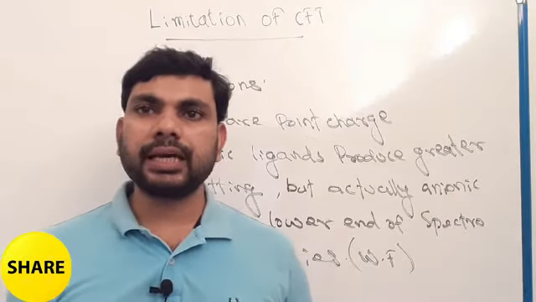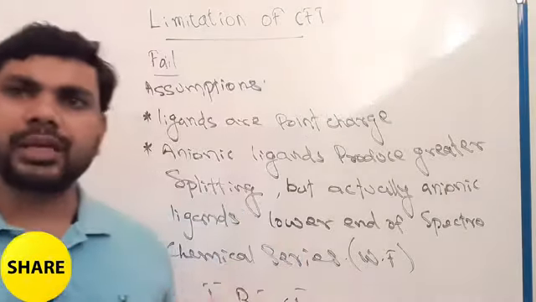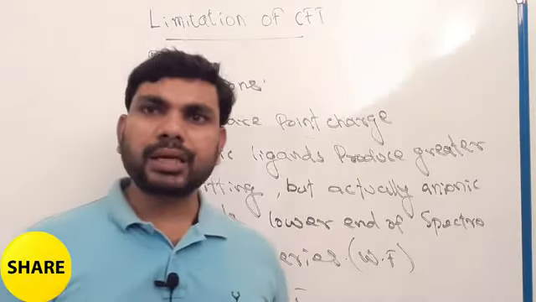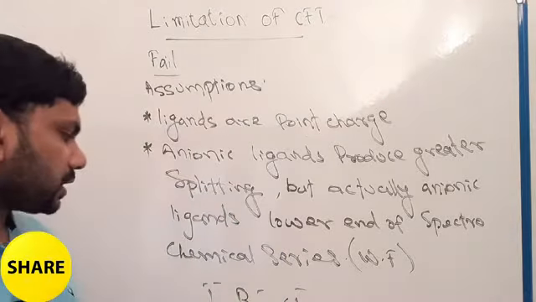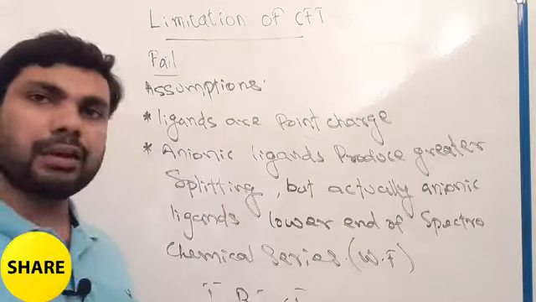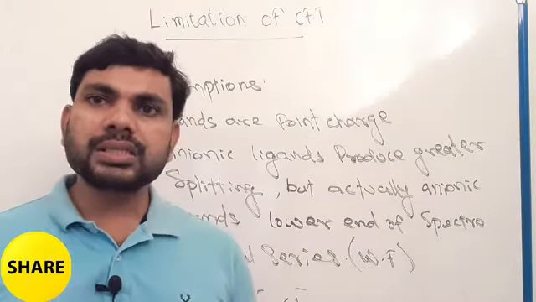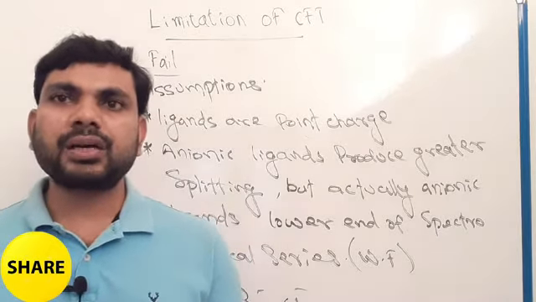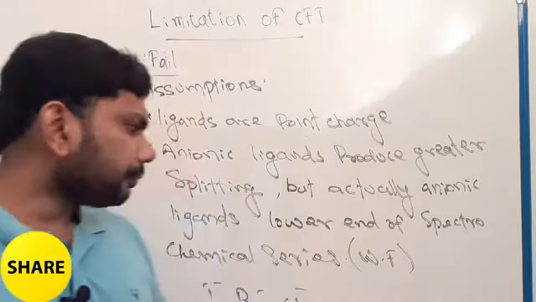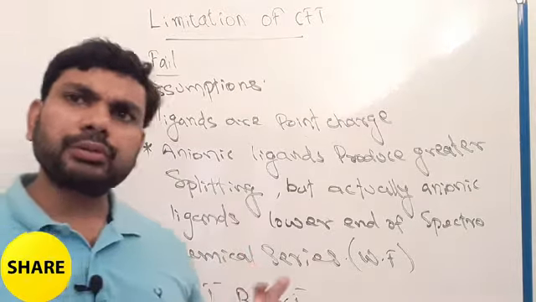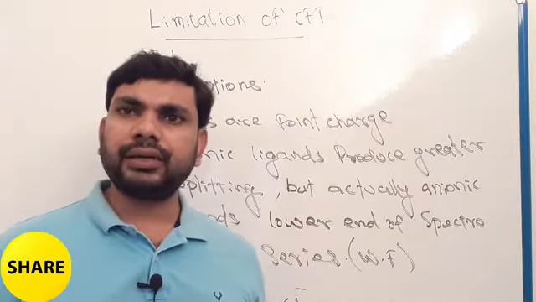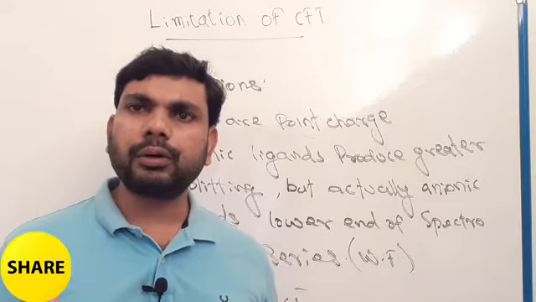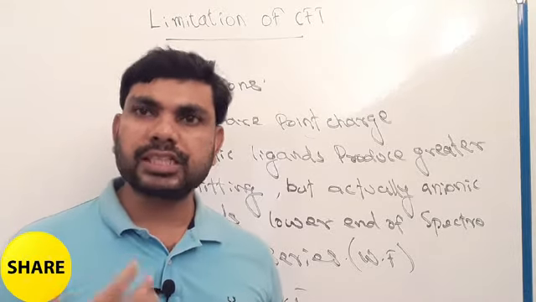But actually it is not like that. We know the spectrochemical series. In the spectrochemical series, we have the halogens I minus, Br minus, Cl minus. These are at the lower end of the spectrochemical series. The spectrochemical series means the arrangement of ligands according to their strong field and weak field character, according to their strength of crystal field splitting.